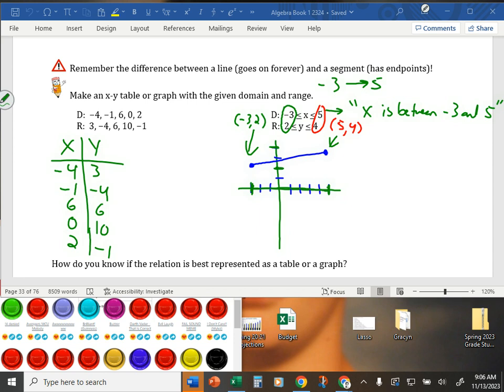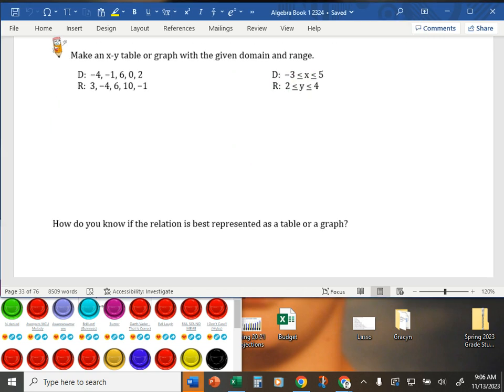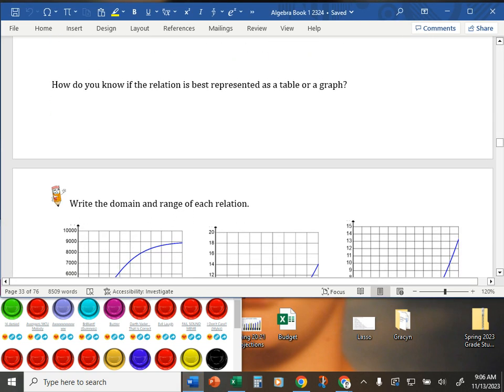Questions on it? This was probably the hardest one, these segments. So are there questions on how I got that? Okay. All right. Second page. There's still a question. Oh, how do you know if the relation is best represented as a table or a graph? Emily. The symbols, right? If it's commas, if they're listed out, it's a table. If it gives you those symbols in between or an arrow in between, it gives you, I don't want to use the word range, but a range of values, you know it's going to be a graph.